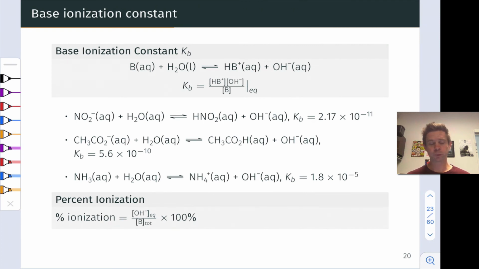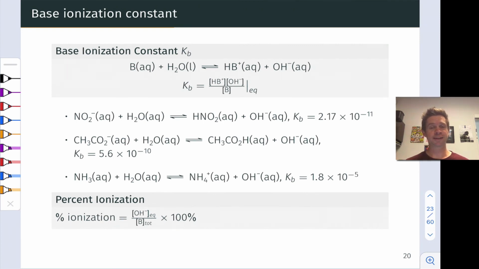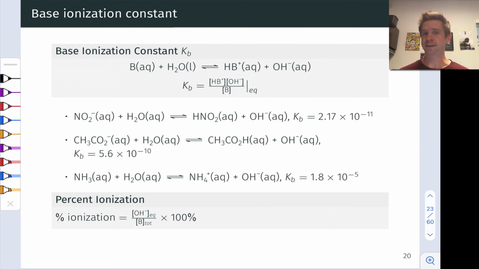To close, we should note that we can apply a very similar analysis to bases and the base ionization constant. So just to jog our memory here, the base ionization constant is the equilibrium concentration of HB+, the conjugate acid, times OH- concentration, divided by the equilibrium concentration of the intact base B, or unionized base B. And as we did for Ka, we can define pKb as the negative base 10 logarithm of Kb.